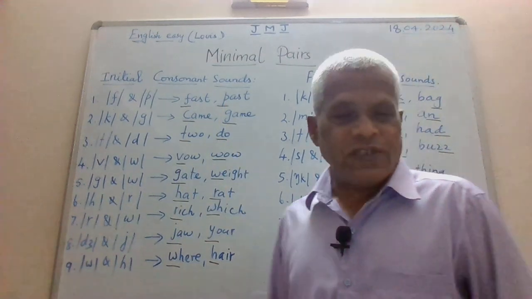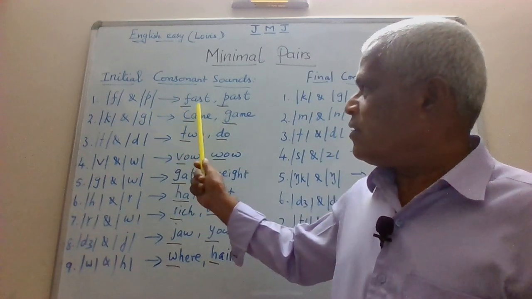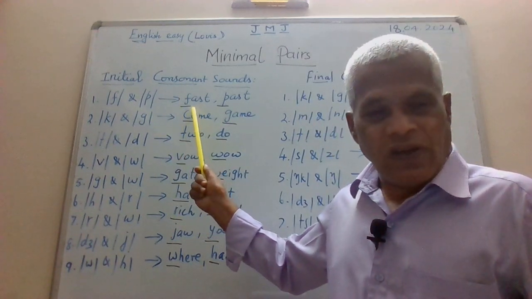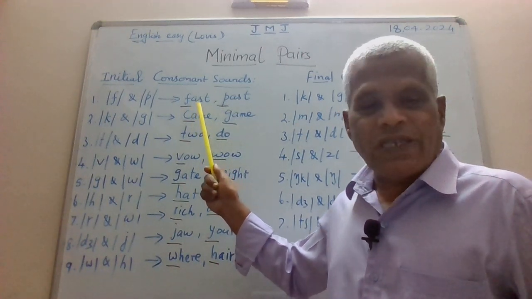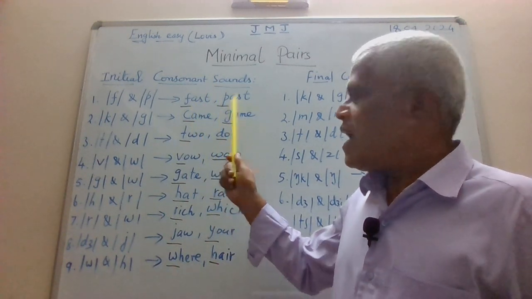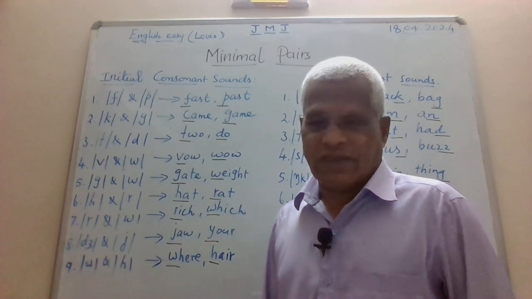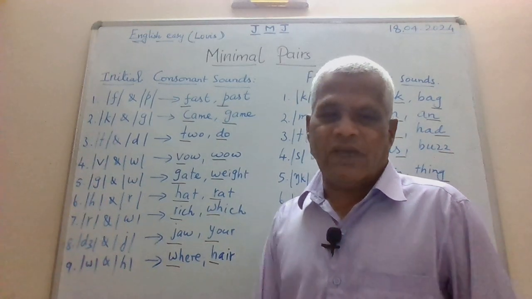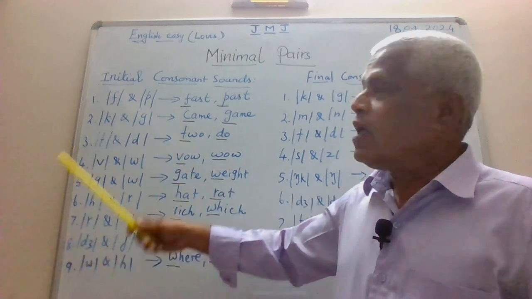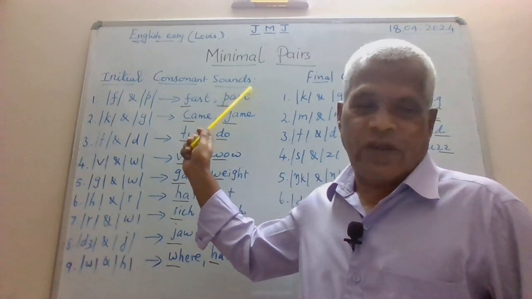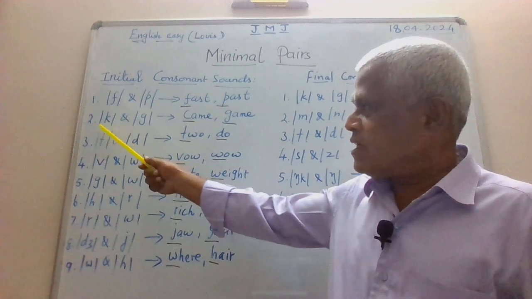But don't confuse yourself with the vowel pronunciation. If you go into vowel sounds, this becomes the vowel sound A, and this becomes A in past. You have to be very, very clear that now we are concerned about the consonant sound, and that too the initial consonant sounds.